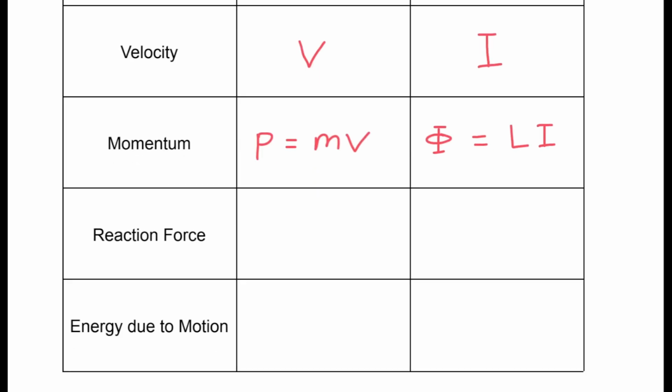Then for reaction force, meaning if you attempt to change an object's velocity, there will be a force in response, and we write that as the Newton's third law pair: F is equal to negative m dv/dt, or ma. And then the reaction force, in terms of the electrical analogy, would just be the voltage, or the induced EMF. EMF is equal to negative L di/dt.